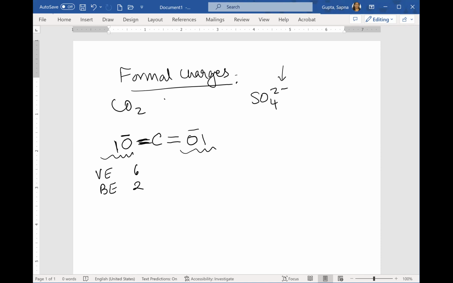In the textbook, you will find that it takes all the bonding electrons and then divides it by 2, which means that if you have a double bond, you have a total of 1, 2, 3, 4 electrons. So you take the 4 and then you divide it by 2, which still gives you 2. So mine is a little bit of a shortcut. You just count the number of bonds. So it's 2 bonds.